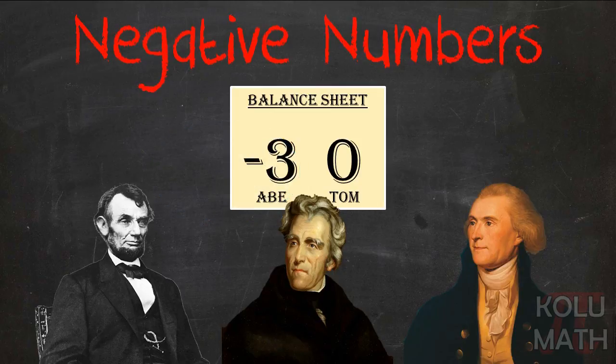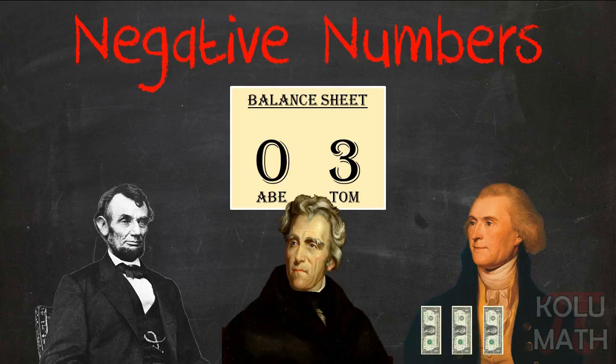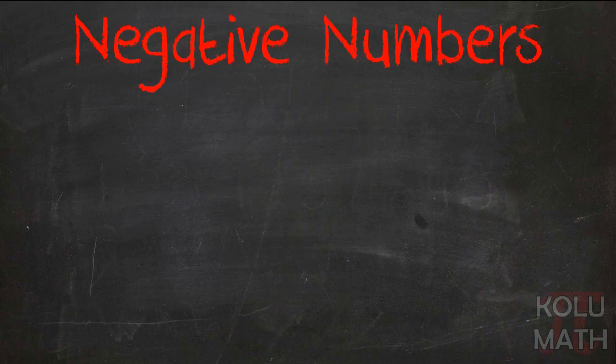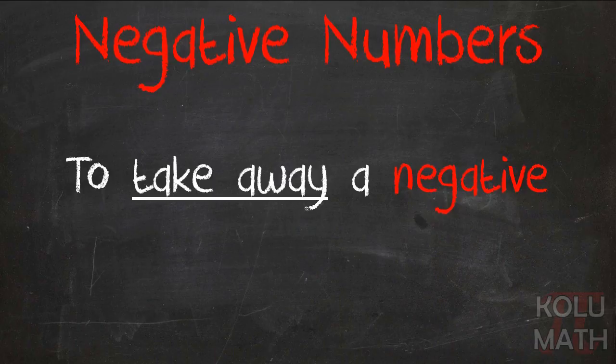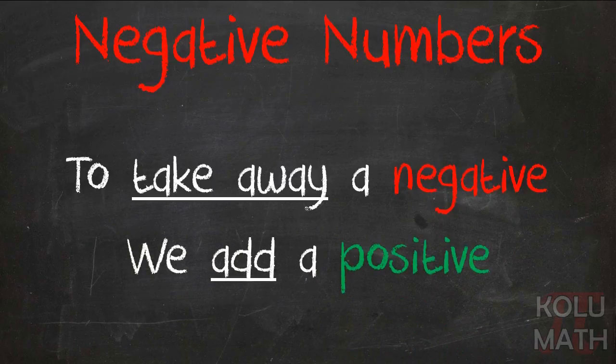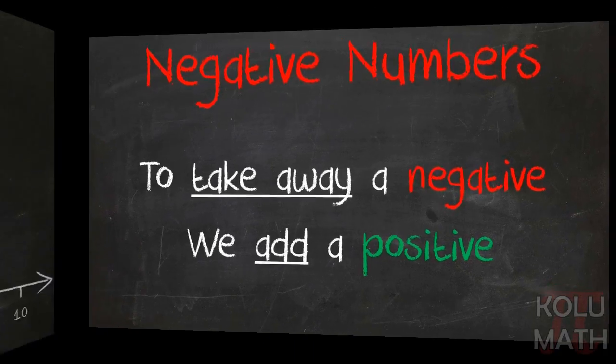Okay? Now, how is he going to do that? How does he take away that debt? How does he remove that negative number, get rid of it? The way he does it is by adding $3 into the system and giving that $3 to Abe. So now Abe has the money to pay back Tom, and Abe is out of debt. So in case that went a little too fast for you, think about it again. To take away the negative, we add a positive. To get rid of that debt, to get rid of that negative number, we had to add money to get rid of it.